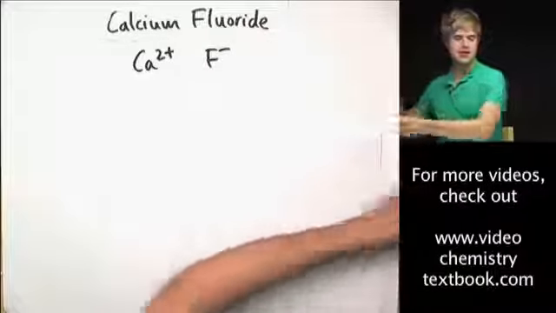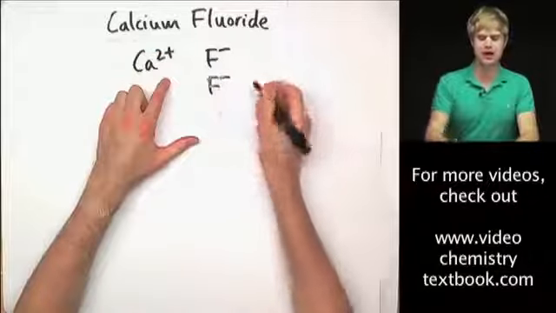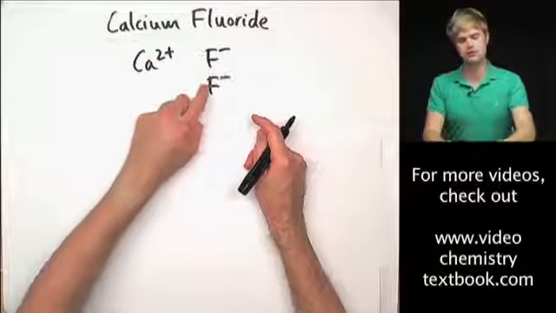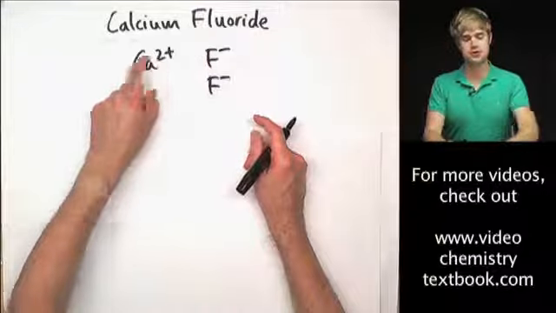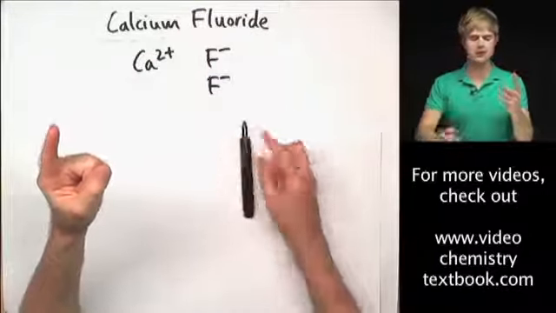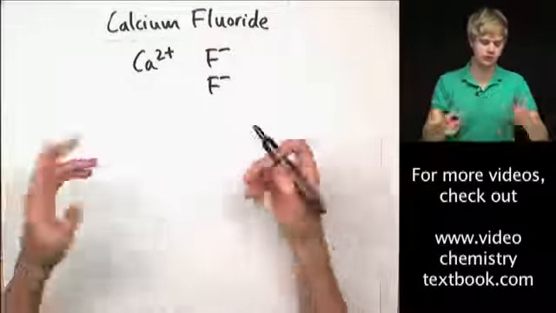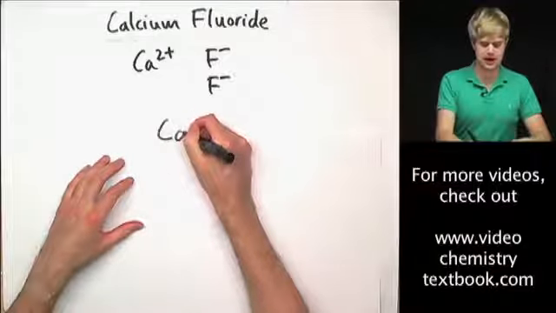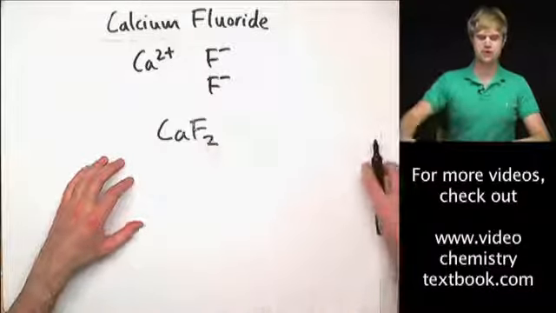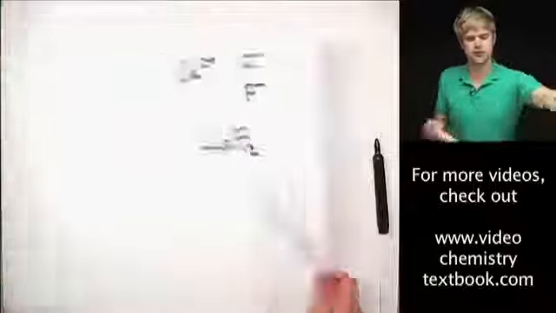How do we balance these out? We got 2+ here, so I want to add another fluorine so that I have a total of 2- to balance out the 2+. 1 atom of calcium is balanced out by 2 atoms of fluoride or fluorine, so I'm going to write CaF2.